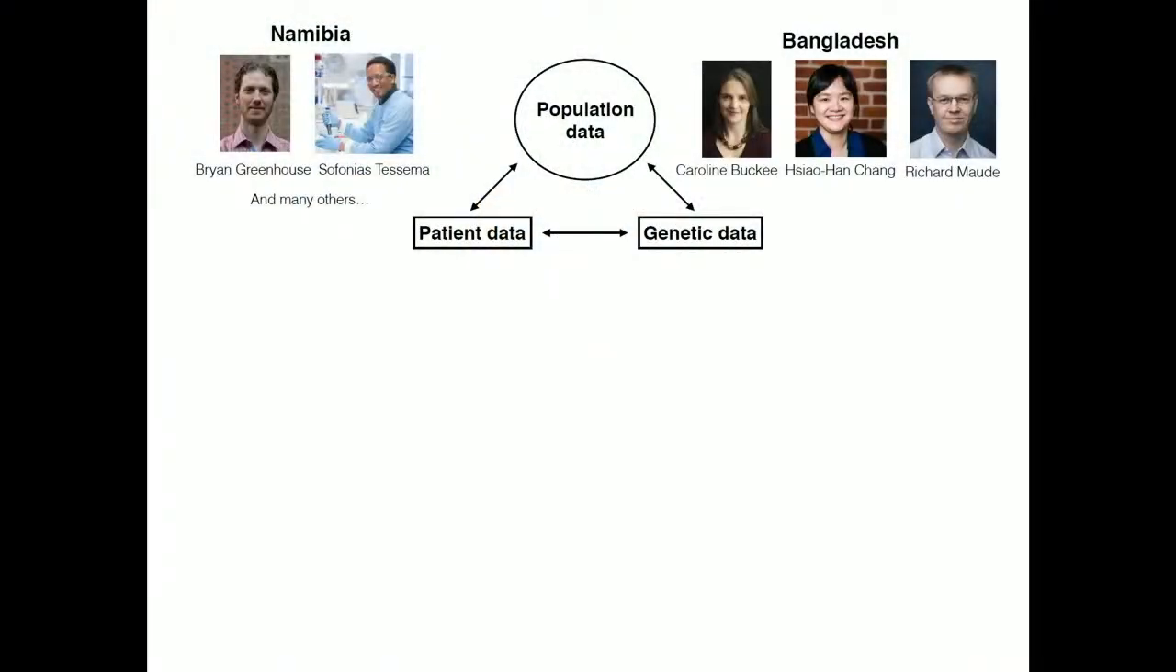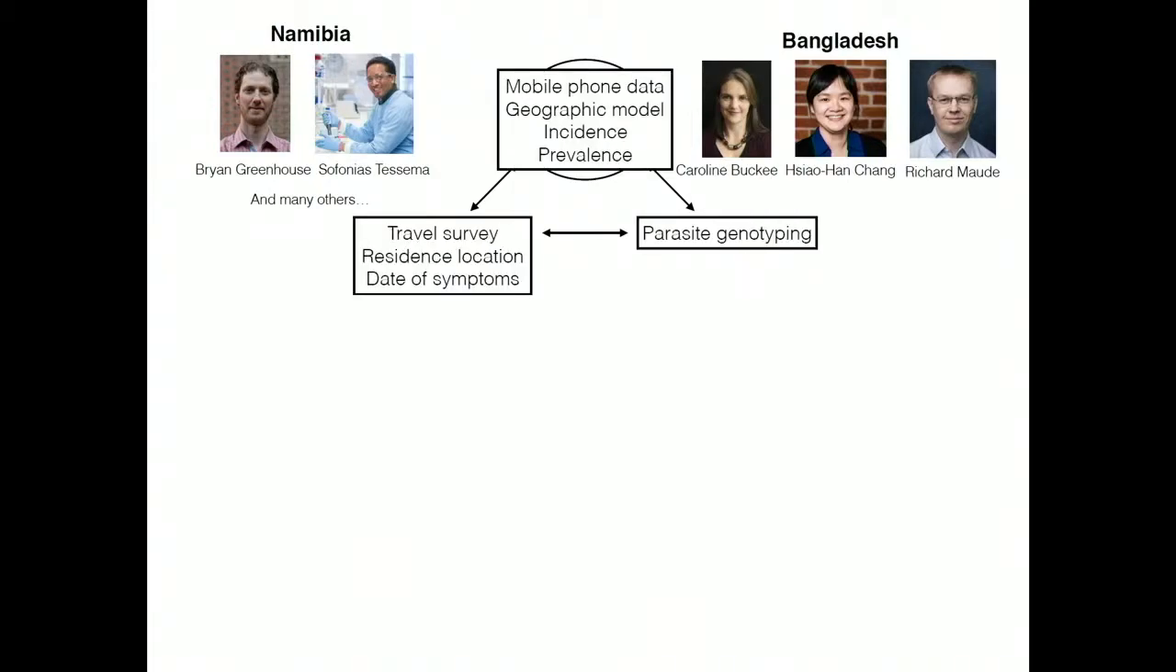So I'm going to talk a little bit about two studies, one in Namibia and one in Bangladesh, with Brian and Sophonius in Namibia, and with Caroline Buckee, Shahan Chang, and Richard Maude, mostly based out of Harvard, in Bangladesh, where we did two very similar types of studies of collating all these different data sets. So we have mobile phone data, we have a geographic model to look at importations, we collected travel survey data, and we also did parasite genotyping.